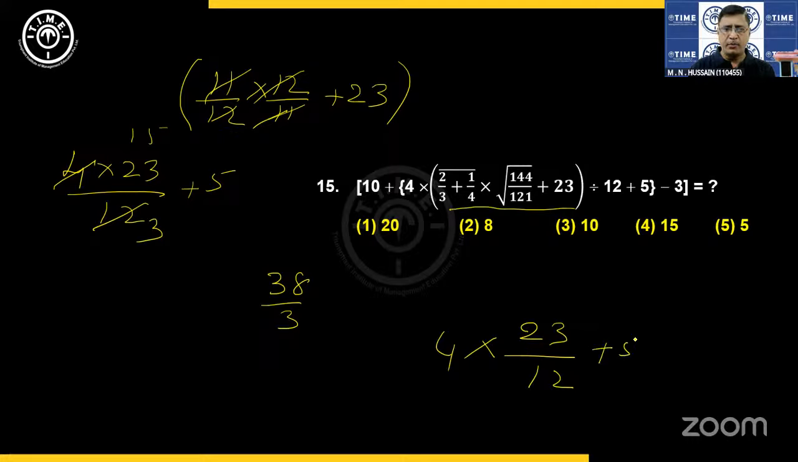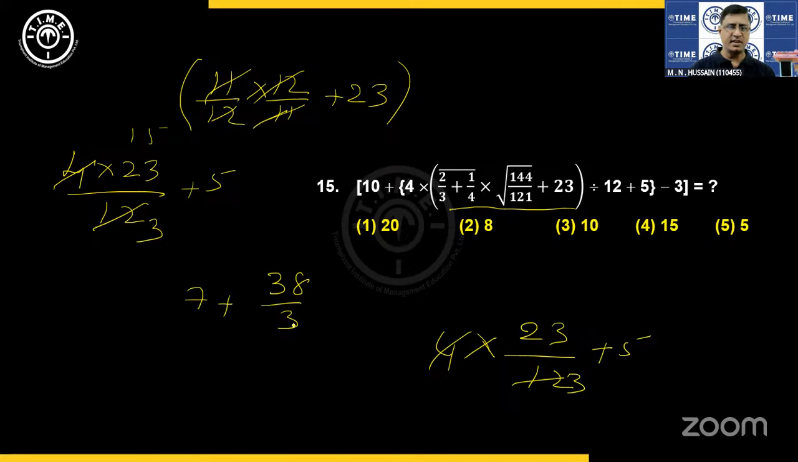plus 5. Now 4 it goes exactly 3 times. So 3 plus 5, 3 into 5, 15. 15 plus 23, that is 38. 38 by 3. Now 38 by 3, what next here? After this, 10 minus 3. 10 minus 3 means that is 7.